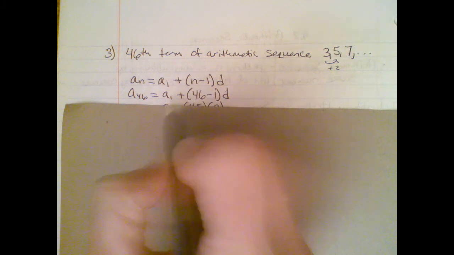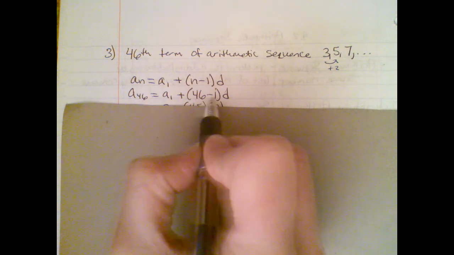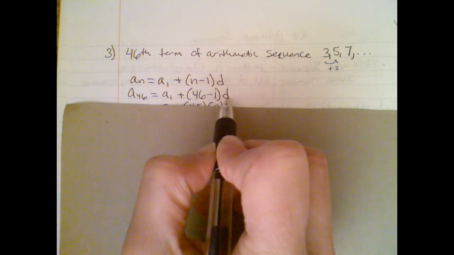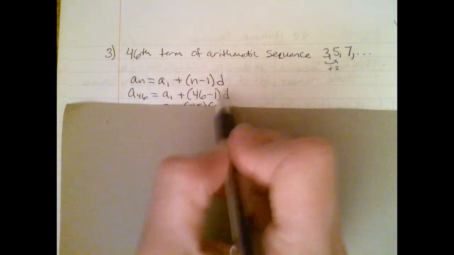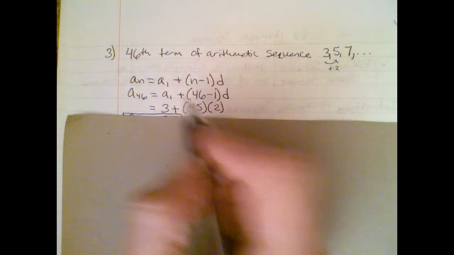We know our first term is 3, so we're going to plug in 3 here. We've already simplified this inside parentheses, so that is good. And then our d is our common difference. We're adding 2 each time, so we're going to multiply it by a positive 2 here.